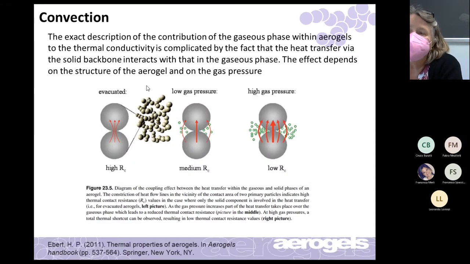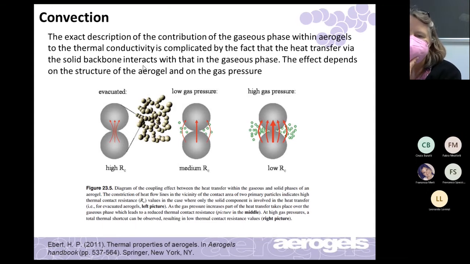It's also complicated by the contribution of the gas phase within the aerogel, because heat transfer in the solid backbone interacts with that in the gaseous phase. And so that depends on the structure of the aerogel and the gas phase. So this is a nice schematic from the aerogel handbook. This sort of shows what's going on.